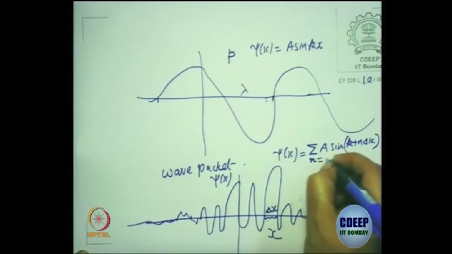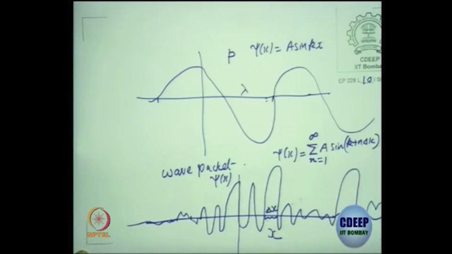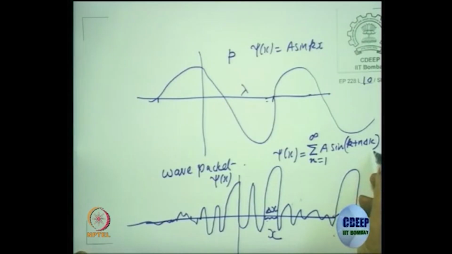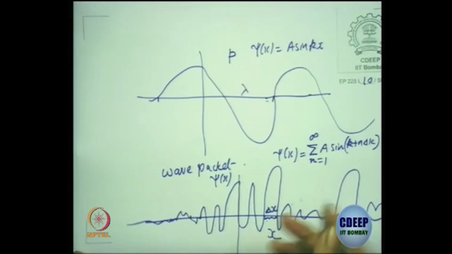You can take steps from 1 to infinity or something. You could do this. But if I want to take delta k to be really very, very small, what can I do? I can put an integration. You agree? This summation is in discrete steps of the wave number, k shifted by k plus delta k.